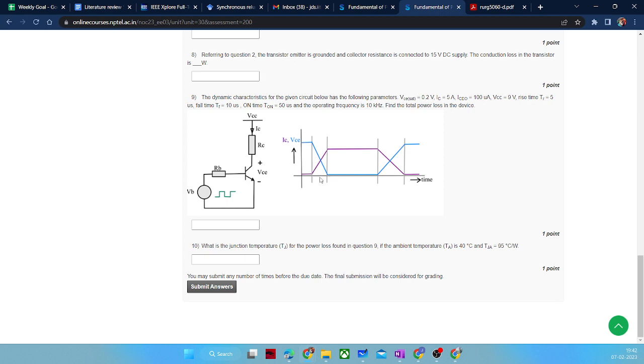Okay, we'll calculate and come to know. Once it is rising and once it is falling, it is happening within one time period only. So either individually you can compute, or you can add up both and multiply it with the switching frequency. Yes. We have to add both the losses for the cycle and multiply with the switching frequency. Yes, yes.